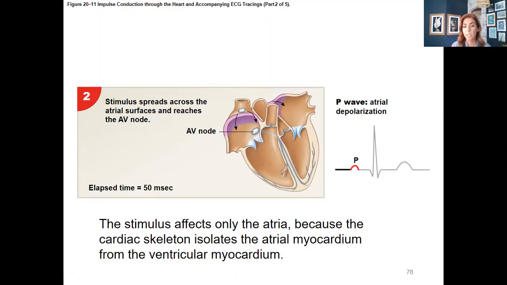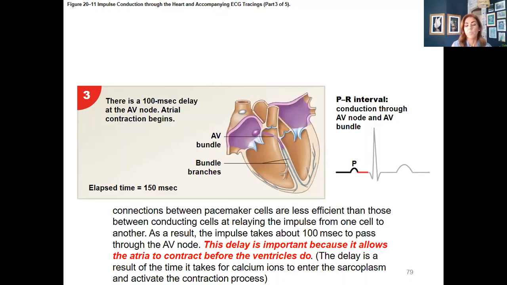So we've got the signal spreading across the atria. As the signal is spreading across the atria, this is going to be our atrial depolarization. So what you just saw on that graph, the depolarization event is actually occurring, and it will give us on the ECG tracing this thing called a P wave. Now, once all of the atria have been stimulated, the signal moves into the AV node, and there's going to be a delay at the AV node.